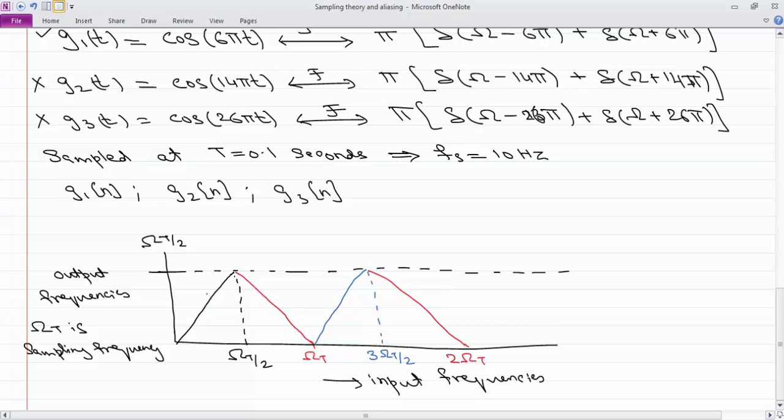If you look at, for example, our original version, we had a frequency of 3 Hertz which fell within this region, so we recovered 3 Hertz. Then we had a frequency of 7 Hertz which was between 5 Hertz and 10 Hertz, so you still recovered the same frequency. And then we had a frequency of 13 hertz, which was between 10 hertz and 15 hertz, and we still recovered the 3 hertz frequency. That is, if you just do this plot, you'll figure out why we were getting 3 hertz all the time.